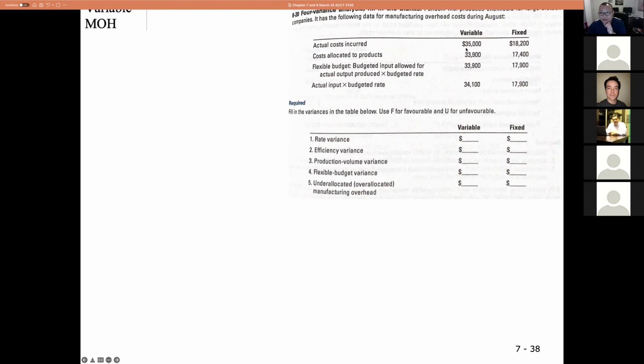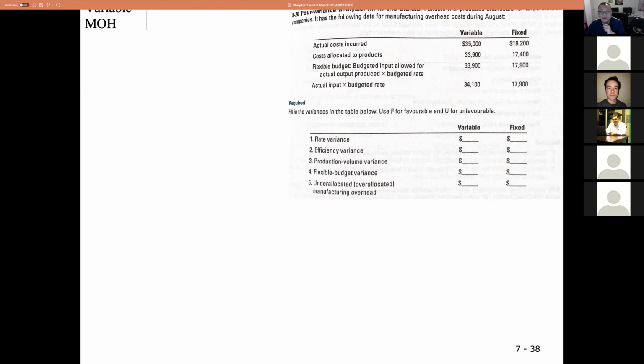The actual is 35,000. Allocation, 33,900. Flexible budget, 33,900. Remember, we talked about these two numbers being the same for the variable overhead. The actual input times budget rate, this is in the middle, 34,100.